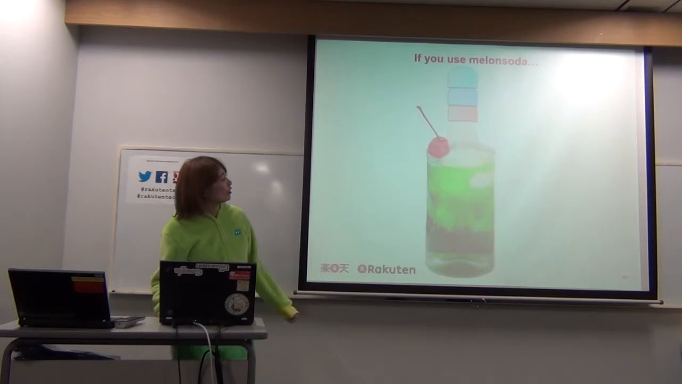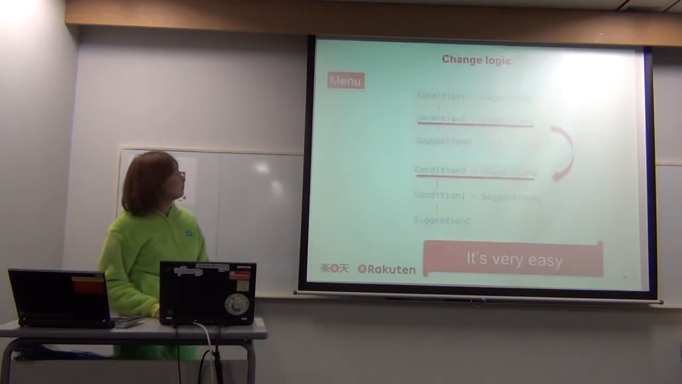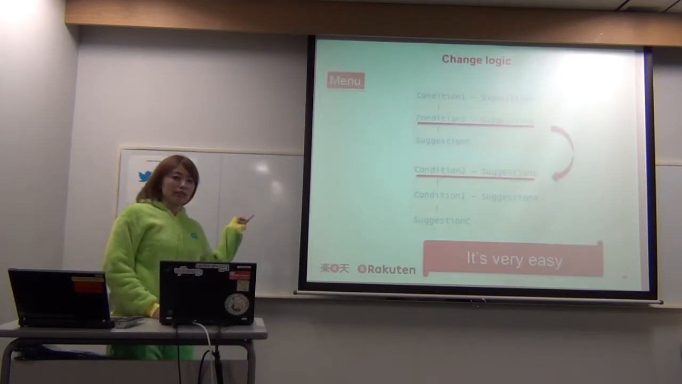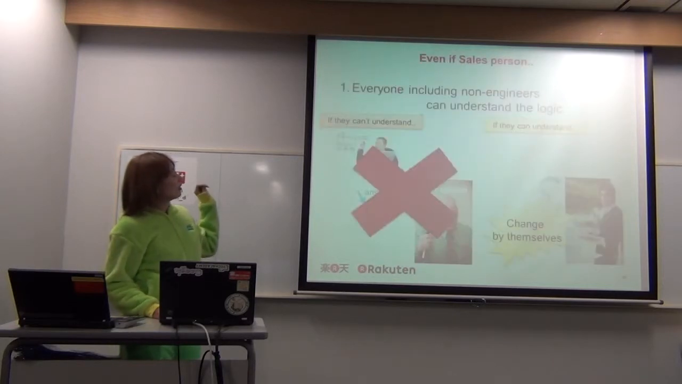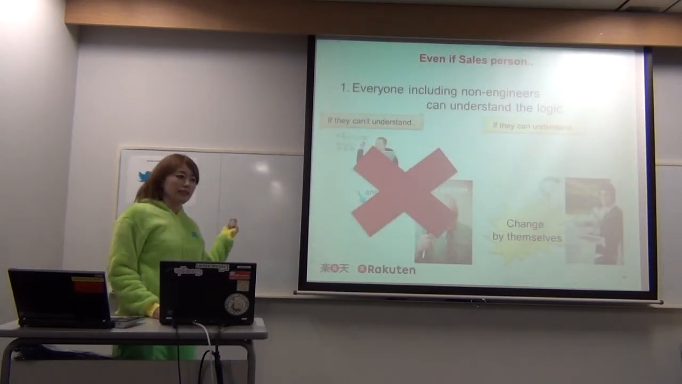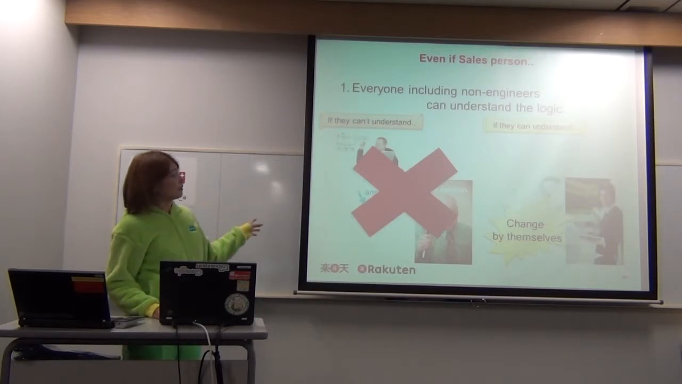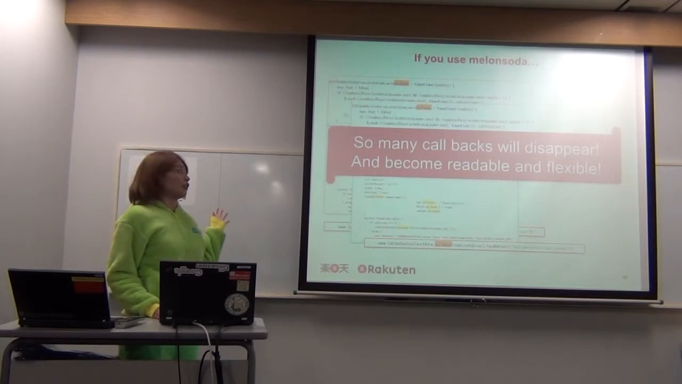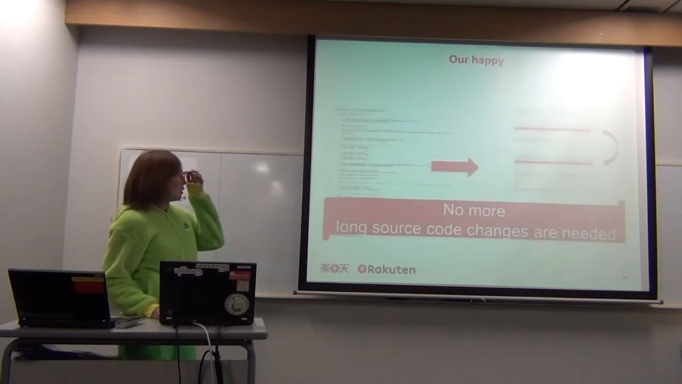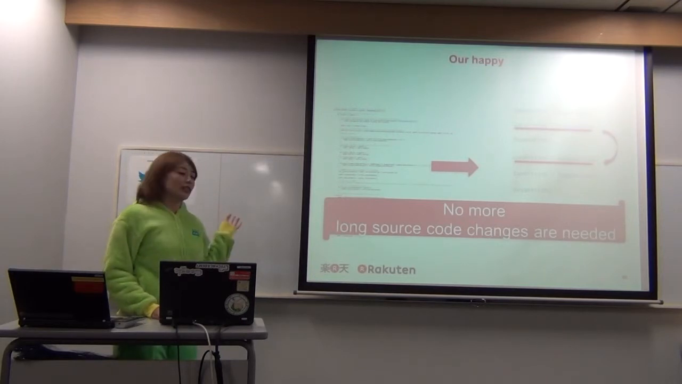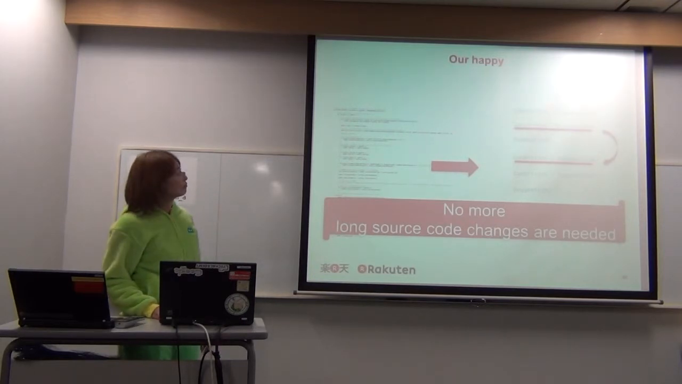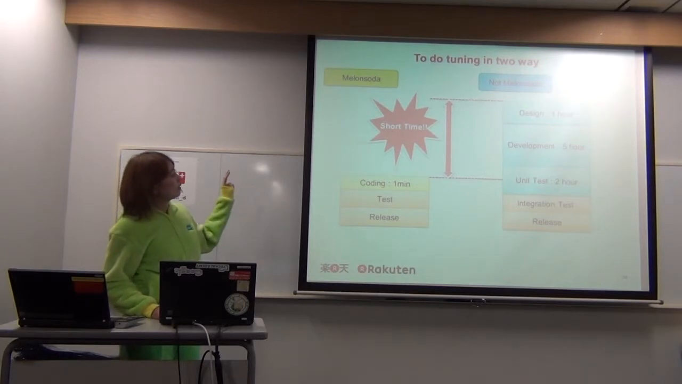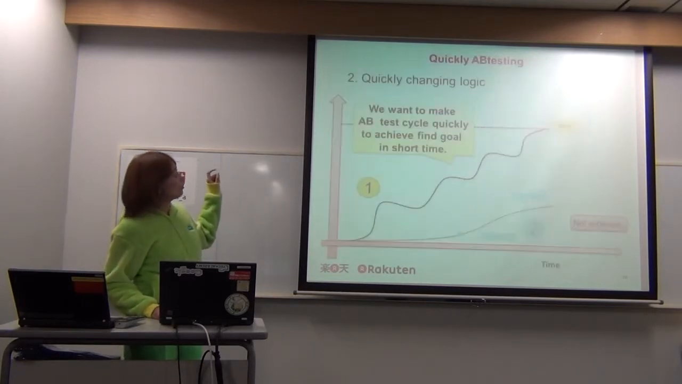So if you use Melonsoda, changing logic is very easy. Even if salespeople can understand the logic and change the logic by themselves, many callbacks will disappear and the source code becomes readable and fixable. And what I'm happy about is that no more long source code changes are needed. And tuning is also easy. So it means we can do the A/B test cycle quickly.